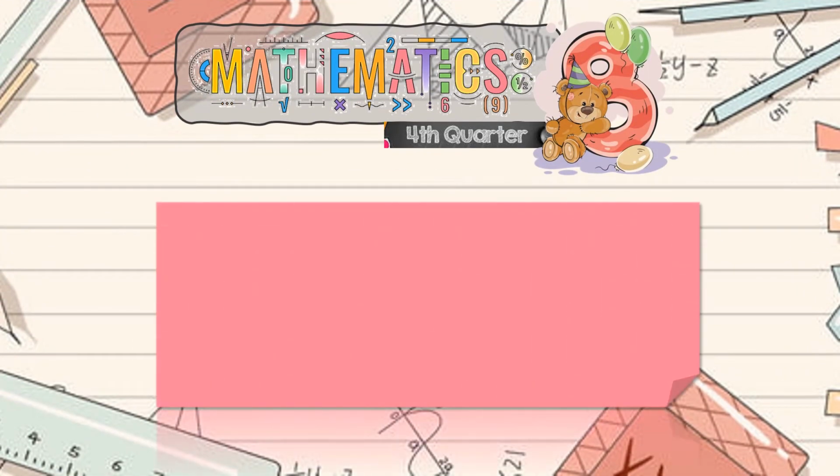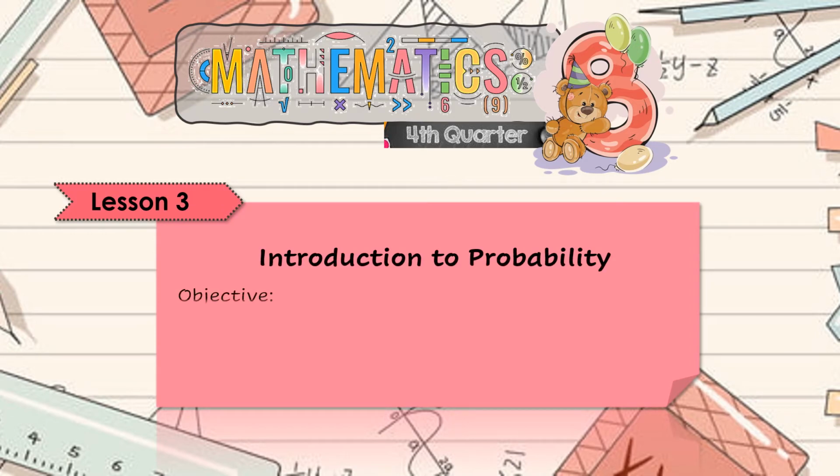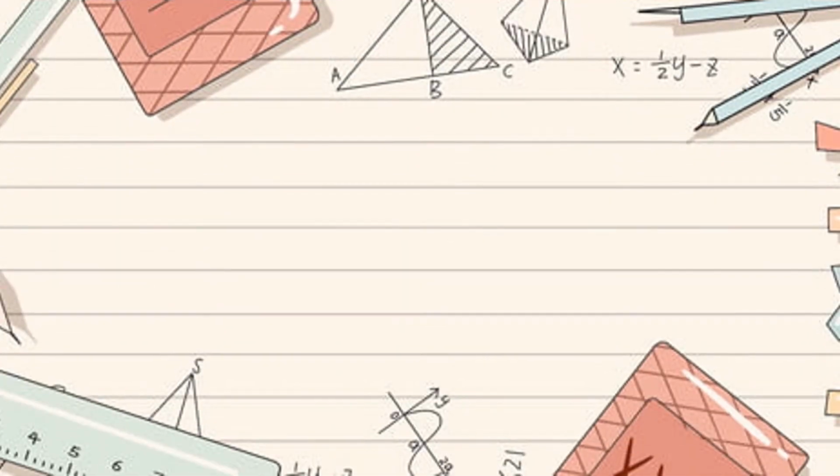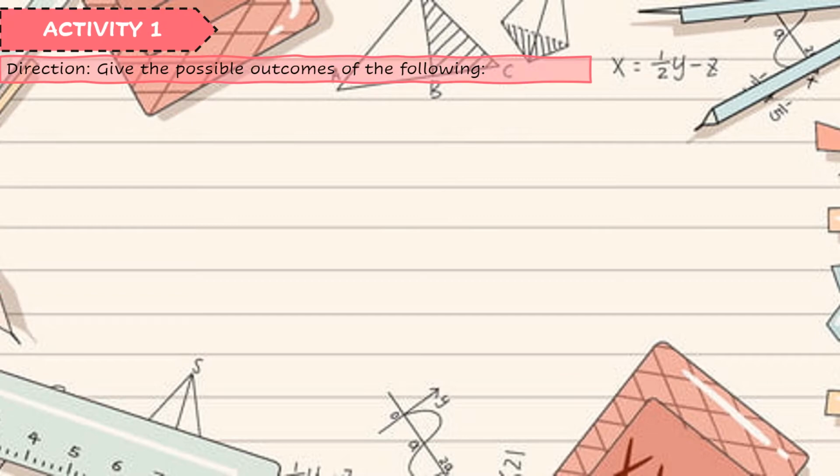Our third lesson for this week is the introduction to probability. And our objective is to illustrate an experiment, outcome, sample space, and event. For our first activity, give the possible outcomes of the following.